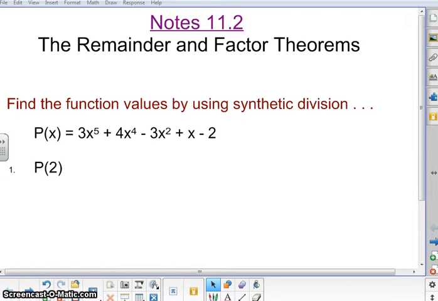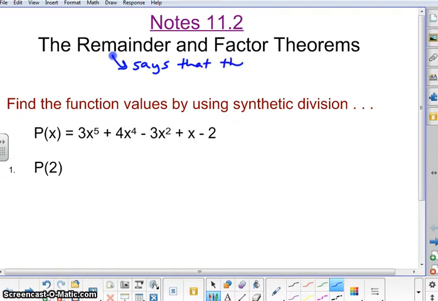All right, notes for 11.2 begin with the remainder and factor theorems. To start off, we'll talk about the remainder theorem. This one is saying that the remainder is the function value, which, as you can see, we start discussing in the very first example. Okay?